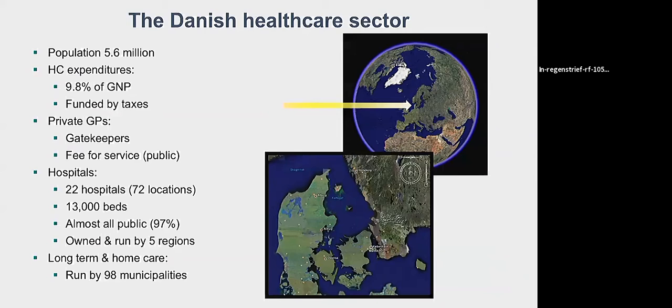They are paid fee for service. We have 22 hospitals in different locations, 13,000 beds, and they are almost all public. We have a small number of private hospitals, but they are more like clinics than real hospitals. The public hospitals are owned and run by 5 regions in the country, and all the long-term care and home care and a lot of the preventive activities are taken care of by 98 municipalities.